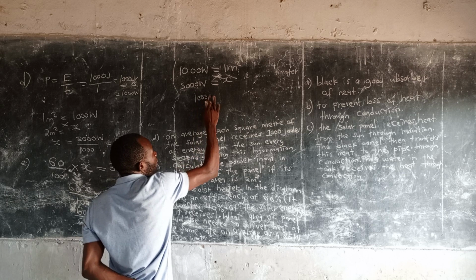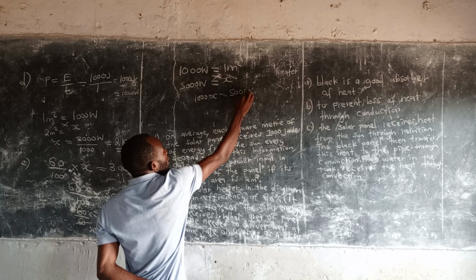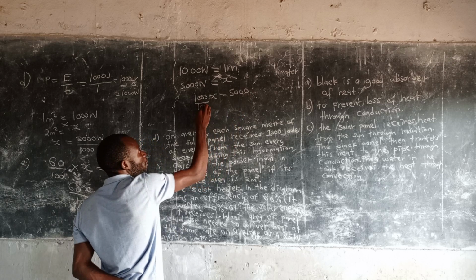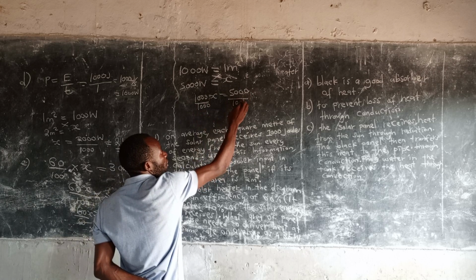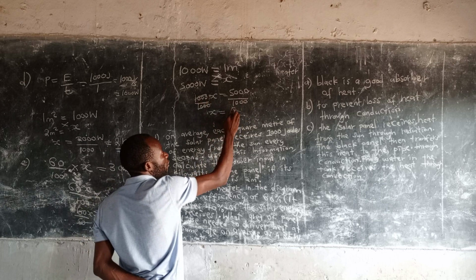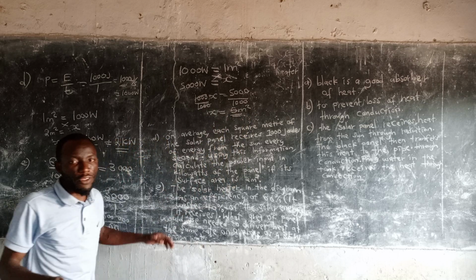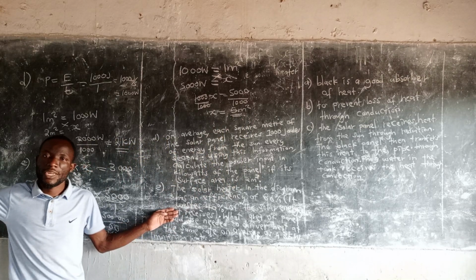1 times 5,000 is 5,000. Let's divide both sides by 1,000. How much are we having? X is equal to 5 meters squared. 5 meters squared of the solar panel is what we are going to need.